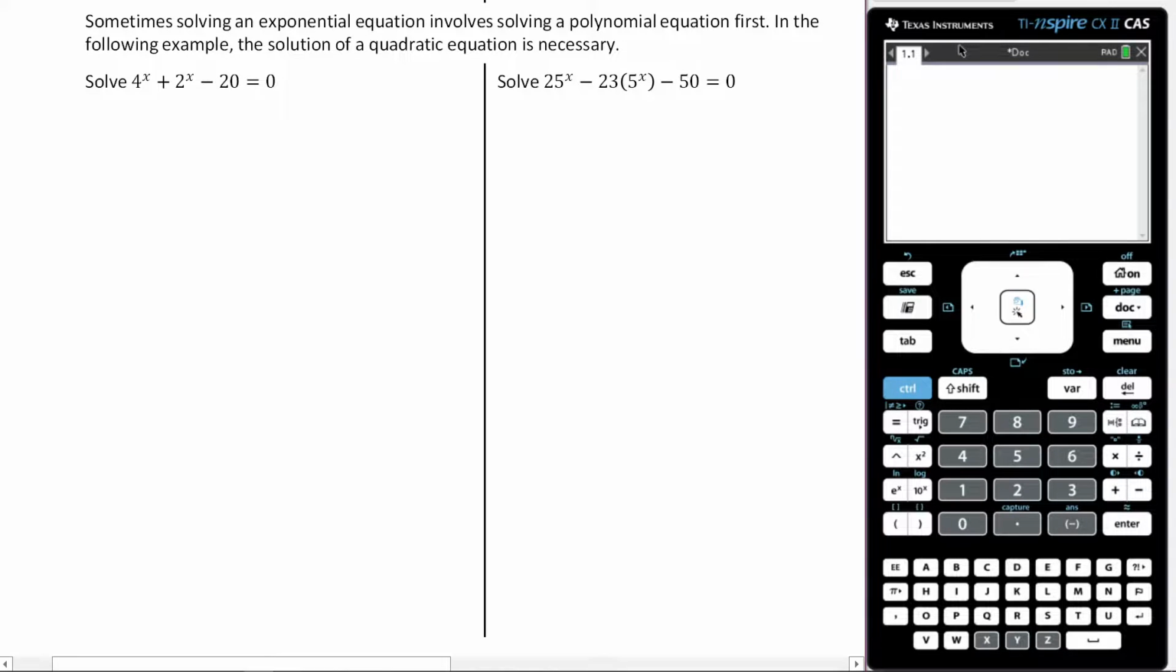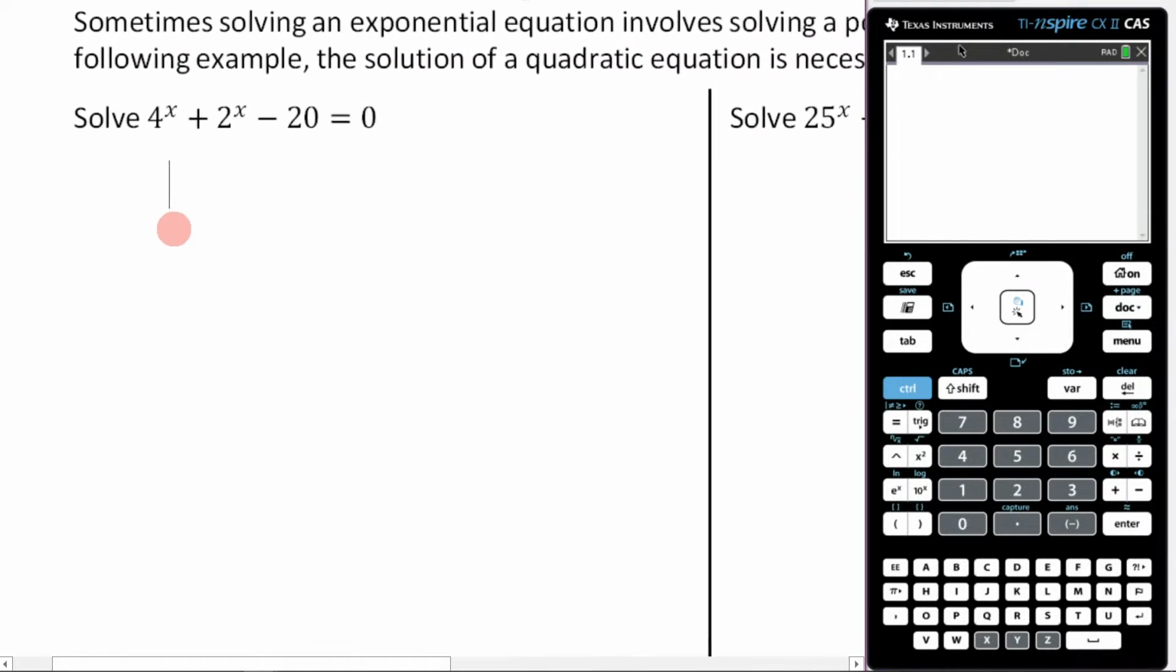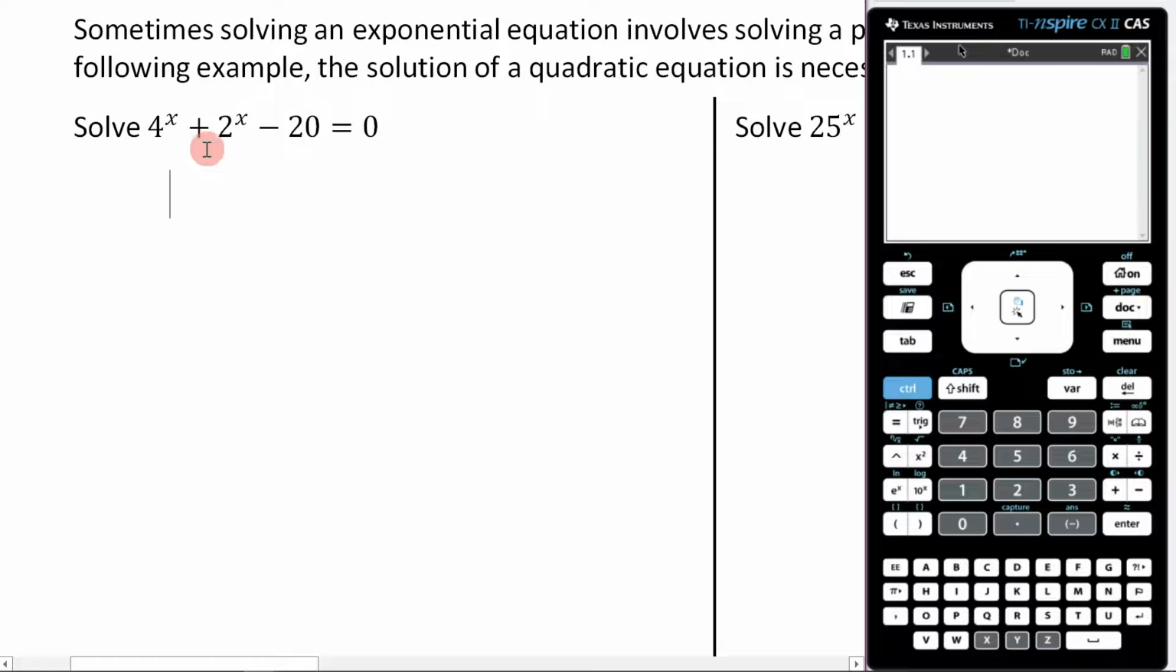We're now going to answer some slightly different questions. It says, sometimes solving an exponential equation involves solving a polynomial equation first. In the following example, the solution of a quadratic equation is necessary. So let's look at this one here. So it's asking us to solve this.